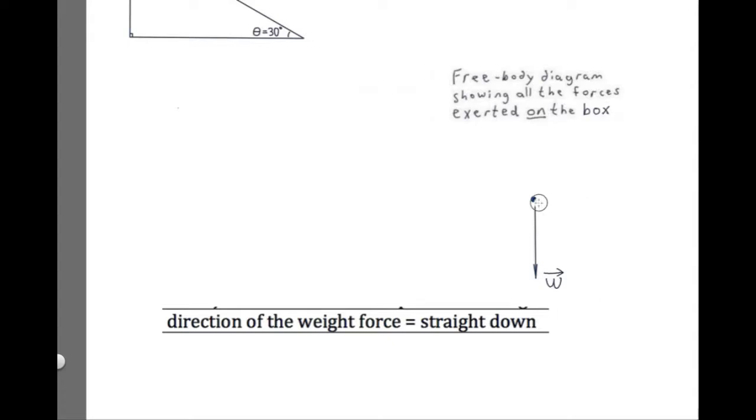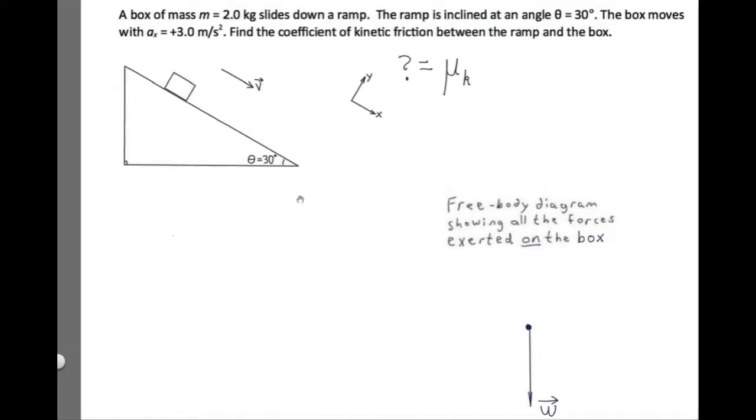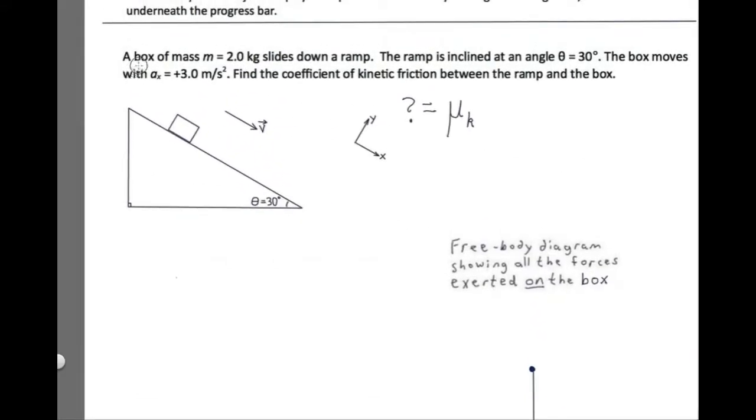How do we find the other forces on the box? Well, we move on to the next step and we ask, what are the things that are touching the object? So looking at the problem, we can see that the box is sliding down a ramp. So the ramp is touching the object, as we can see confirmed in this sketch. Now the ramp is the kind of thing that we will treat as a surface, so the ramp is the kind of thing that will exert a normal force.